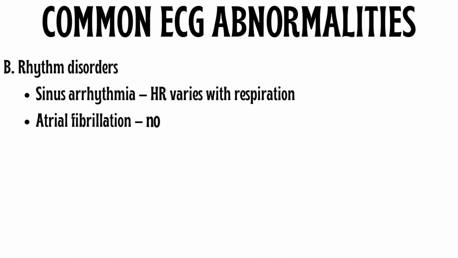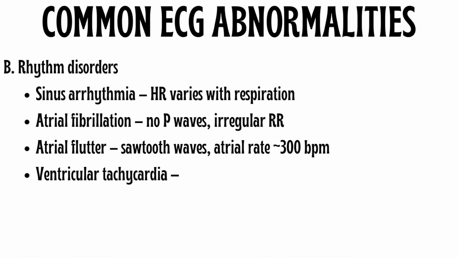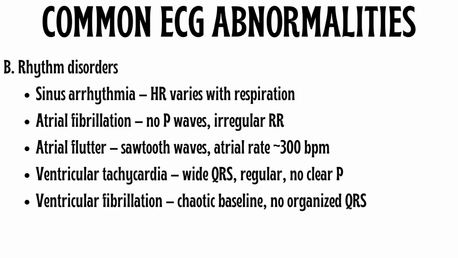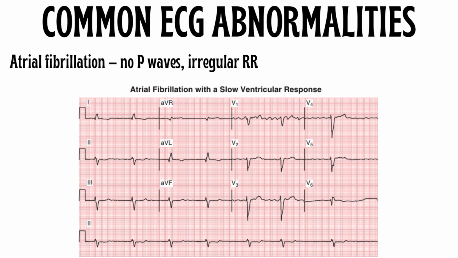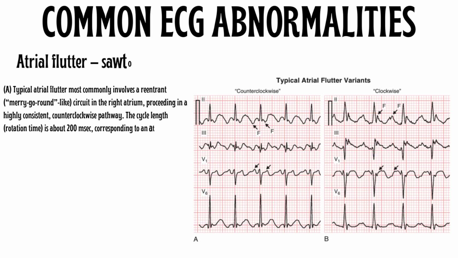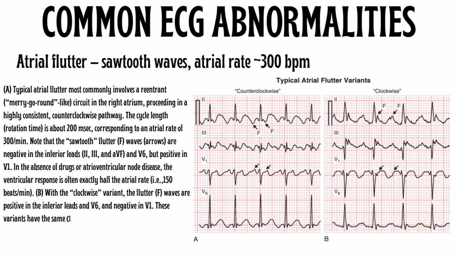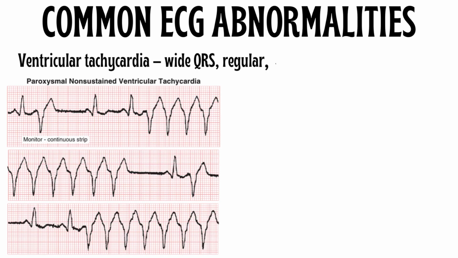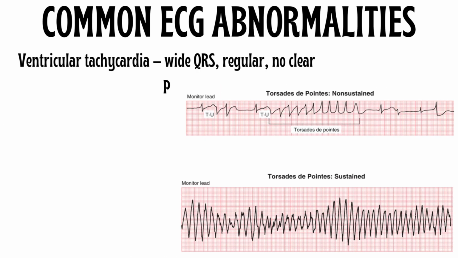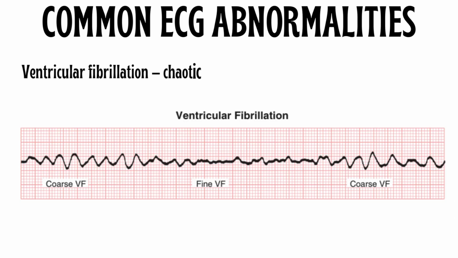Common rhythm disturbances include sinus arrhythmia, variation with respiration; atrial fibrillation, absence of P waves and irregular RR intervals; atrial flutter, sawtooth flutter waves; ventricular tachycardia, wide QRS complexes with regular rhythm; ventricular fibrillation, chaotic baseline with no organized QRS complexes.